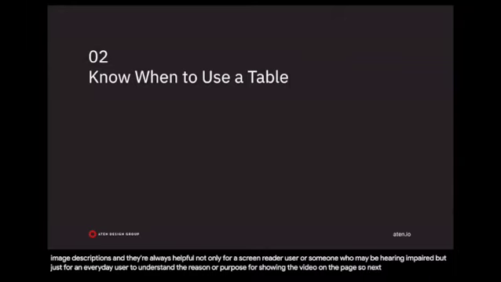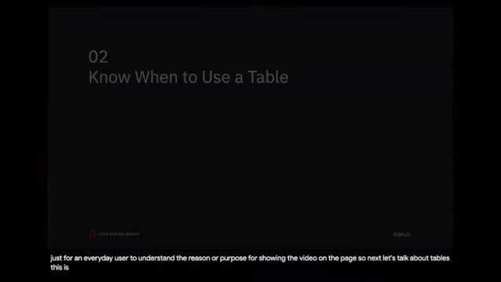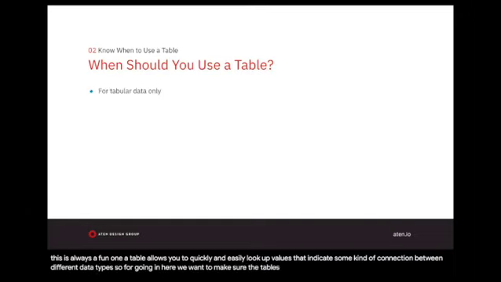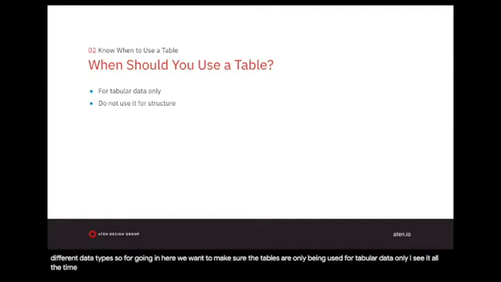So next, let's talk about tables. This is always a fun one. A table allows you to quickly and easily look up values that indicate some kind of connection between different data types. So if we're going in here, we want to make sure that tables are only being used for tabular data only. I see it all the time, but do not use this for structure.